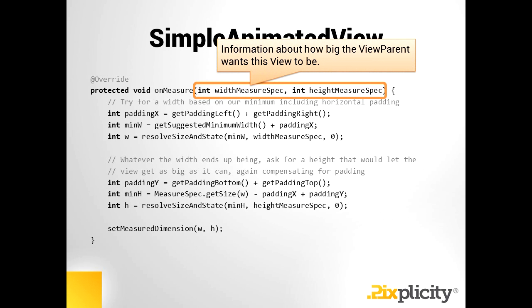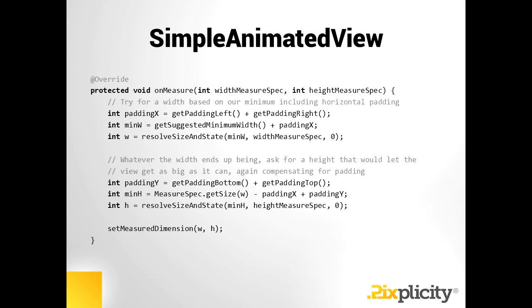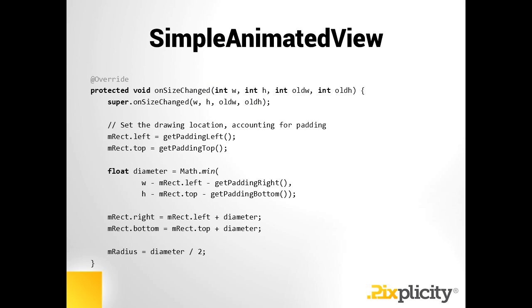So yeah, exactly. These measure specs are information about how big the view parent wants the view to be. I think that's how they call it. So when you do an onMeasure and you set this dimension, of course your component changes. At least when Android thinks it should be changed. And you get a callback function for that, and that's called onSizeChanged. And now you'll actually get the pixel width and height, and you also get the old width and height if you want to use that. And you can use this information to determine how you're actually going to draw your control.